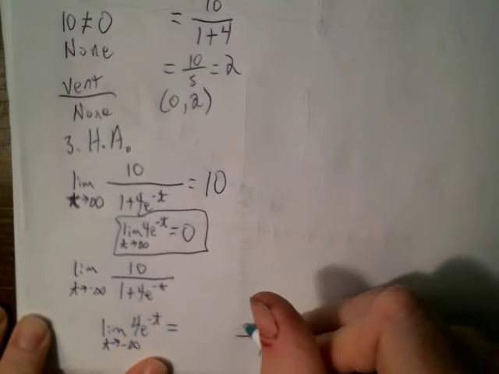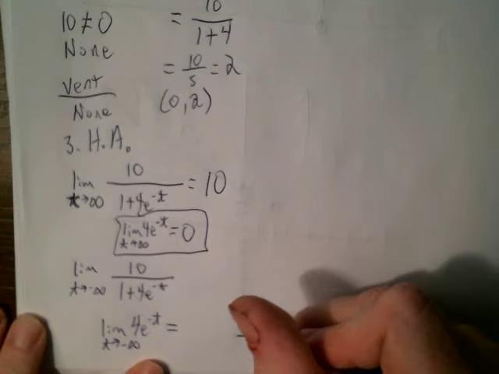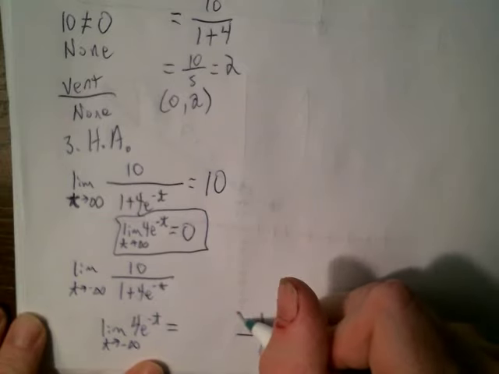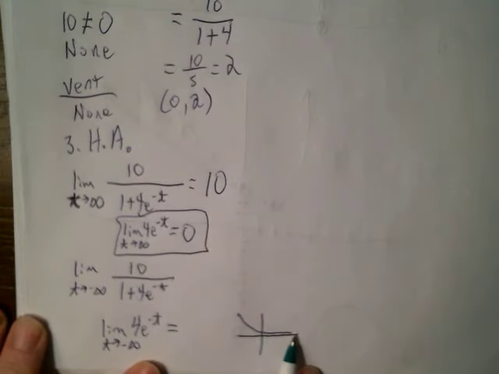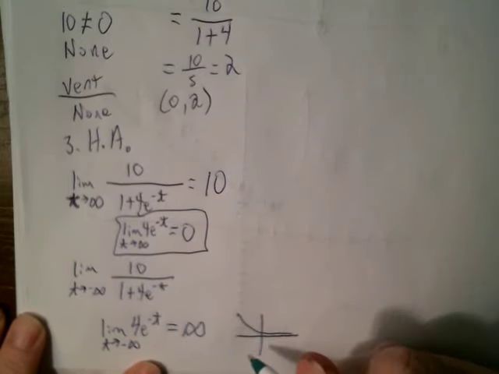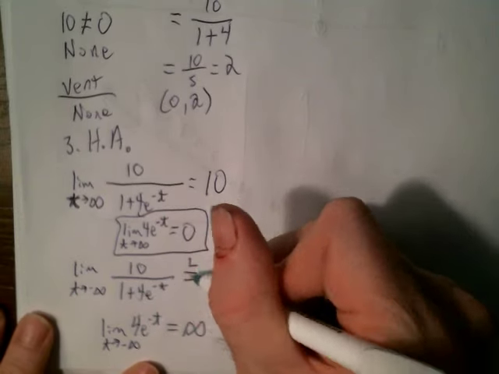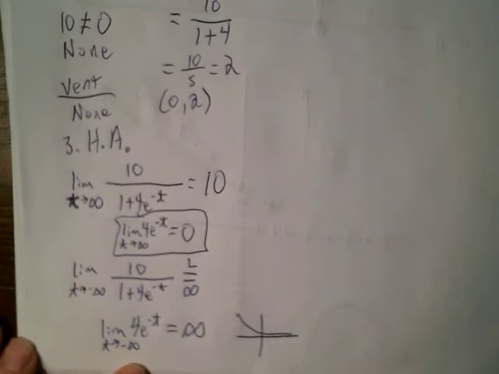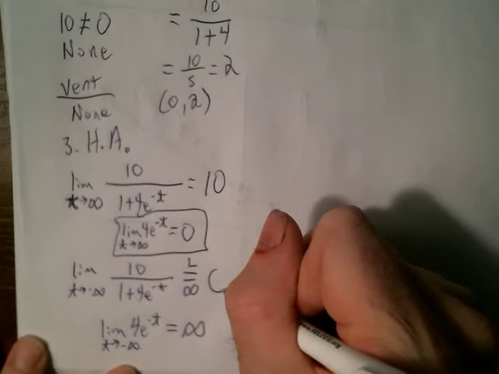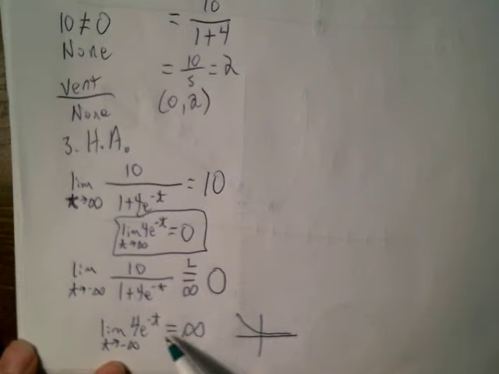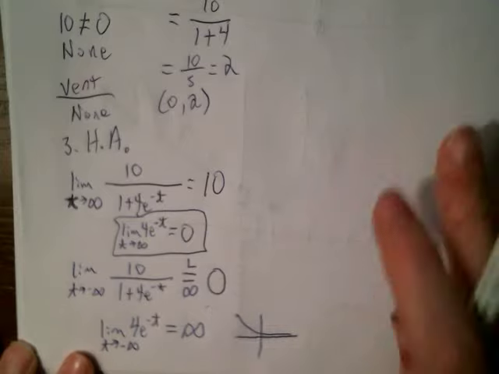e to the negative t is just a reflection of e to the t about the line x equals 0. This is e to the negative t. So as t goes to negative infinity, e to the negative t is just getting bigger and bigger and bigger. It's going to infinity. Okay, so what do you have? Well, you have 10 all over infinity, and we said earlier in the class, limits of this type always go to 0. So actually, in the negative direction, we have a horizontal asymptote, y equals 0.